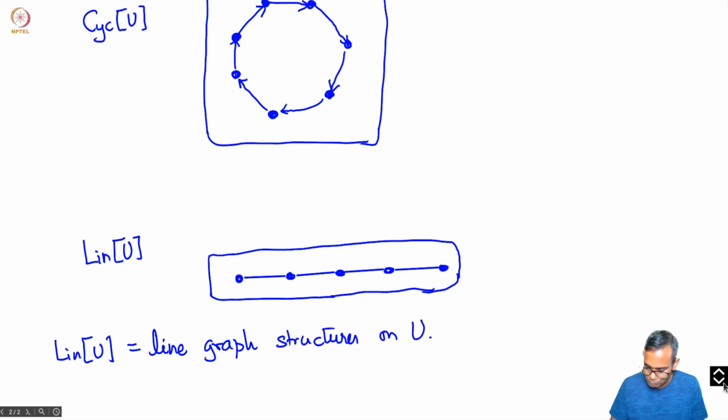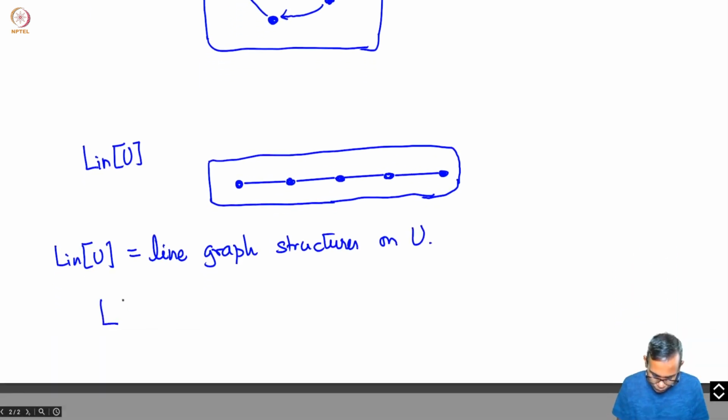We also have the species of linear orders on U, which I called LU, and this is just slightly different in the sense that you specify which side of this line is the minimum and which side is the maximum. So you must draw arrows.